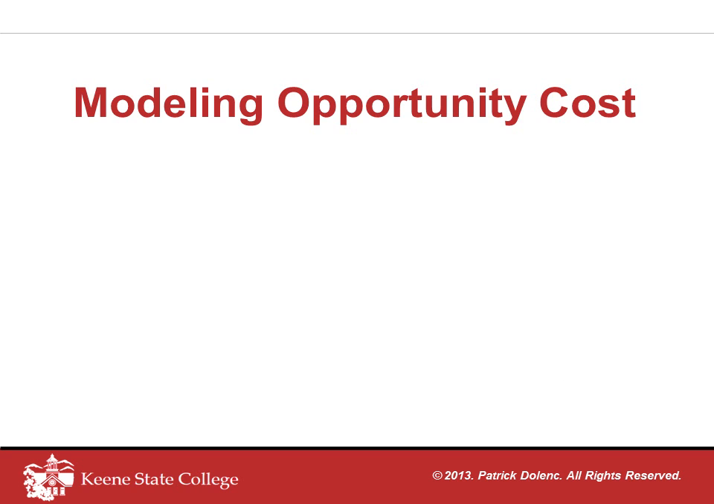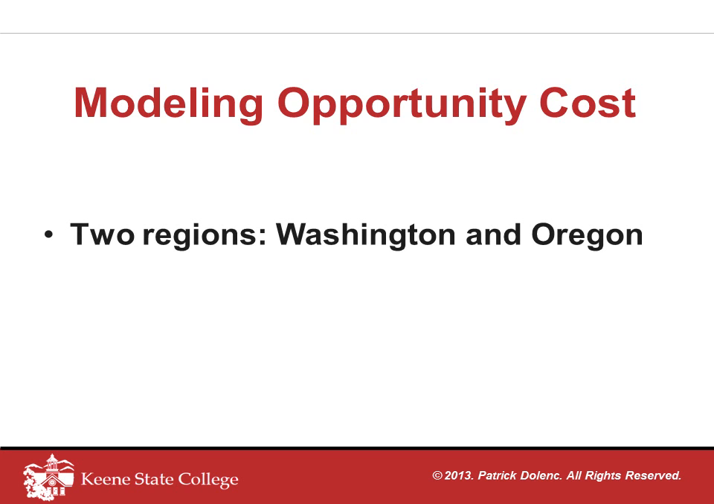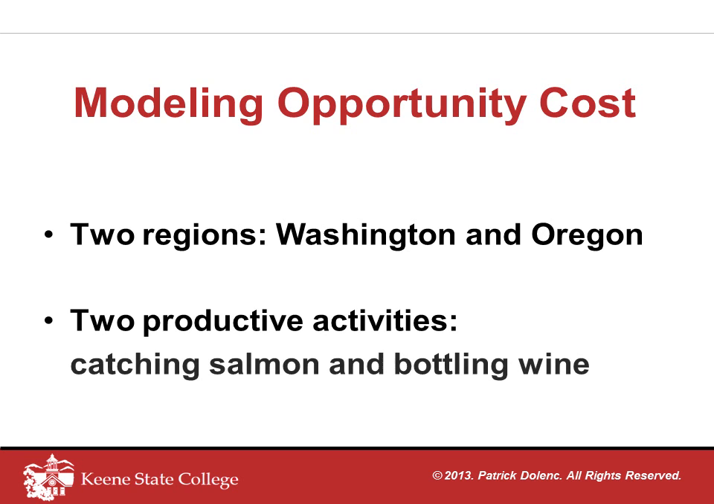We're going to assume only two regions. In this example, the state of Washington and the state of Oregon. And we're going to assume that in each of these two regions, only two productive activities take place: catching salmon and bottling wine. We simplify the story to two regions so that we can focus on the relationship of the opportunity costs between these two respective neighbors.